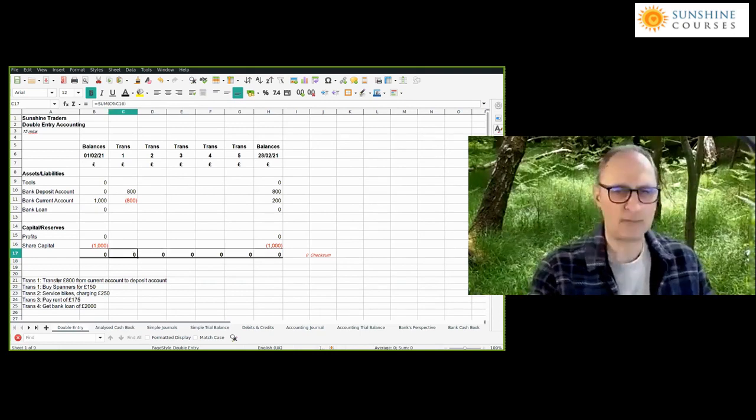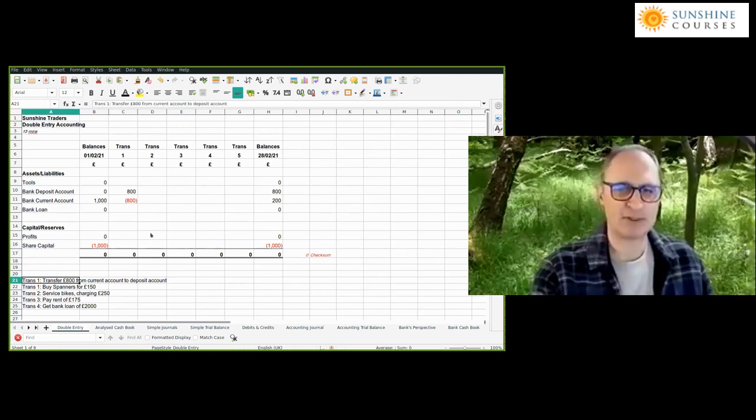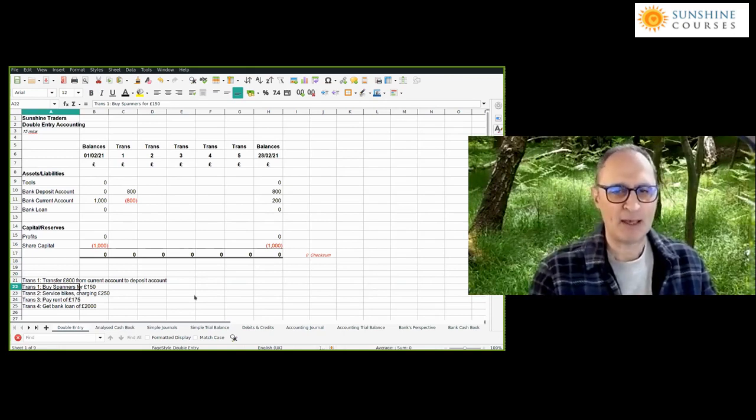So transaction 1 was really very simple. We transferred £800 from the current account to the deposit account. The second transaction, and we're using an example of a bike maintenance company, was the one we talked about last week. In this company, they buy various tools in order to be able to maneuver and to repair the bikes. And this company, during this month, has bought spanners, which are tools, for £150.